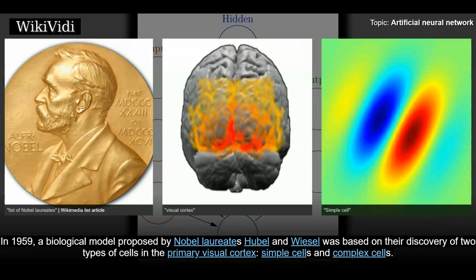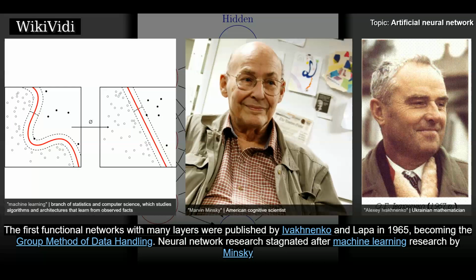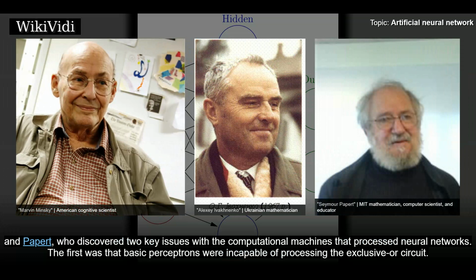In 1959, a biological model proposed by Nobel laureates Hubel and Wiesel was based on their discovery of two types of cells in the primary visual cortex: simple cells and complex cells. The first functional networks with many layers were published by Ivakhnenko and Lapa in 1965, becoming the group method of data handling. Neural network research stagnated after machine learning research by Minsky and Papert, who discovered two key issues with the computational machines that processed neural networks.